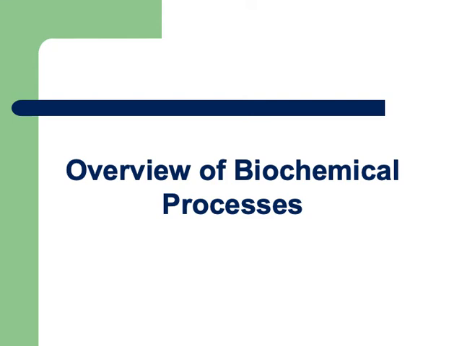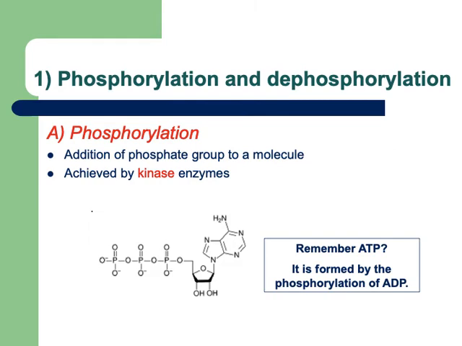Today we are going to do an overview of the biochemical processes. There are 8 main biochemical processes that you will need to become familiar with for this course. The first biochemical process that we're going to talk about is phosphorylation and dephosphorylation.